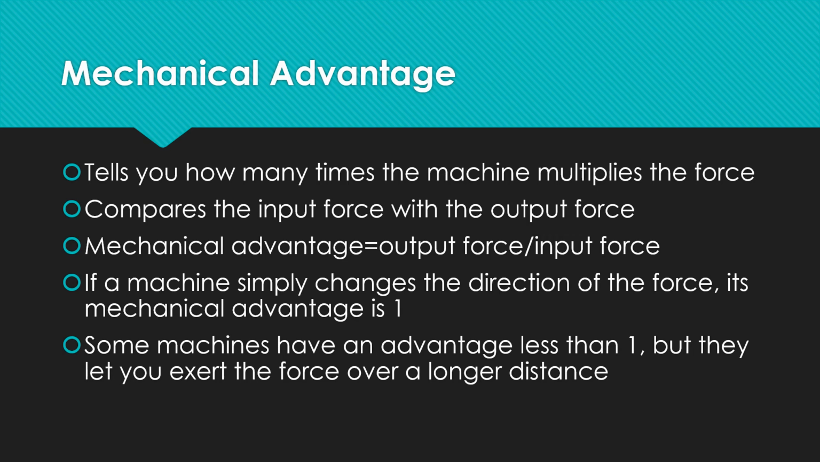So if the machine is only changing the direction of the force, its mechanical advantage would be 1. So if it's not changing the output force or input force, it's going to automatically have a mechanical advantage of 1. Some machines are going to have an advantage of less than 1 because you're exerting the force over a longer distance, but you're never going to have a mechanical advantage of over 1 because remember, our output cannot be larger than our input.